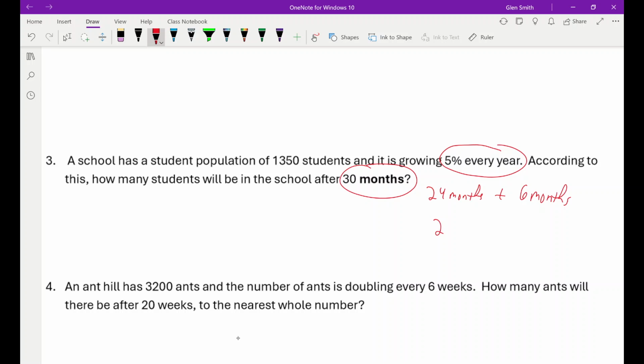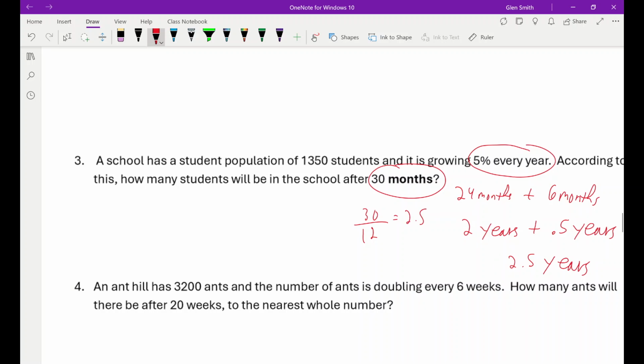24 months is just 2 years. And 6 months is 0.5 years. So we just got to get this in terms of years, since our rate is in years. So this is 2.5 years. Cool. You also could have done 30 divided by 12 months. And that will also give you 2.5 years. That's the same math.